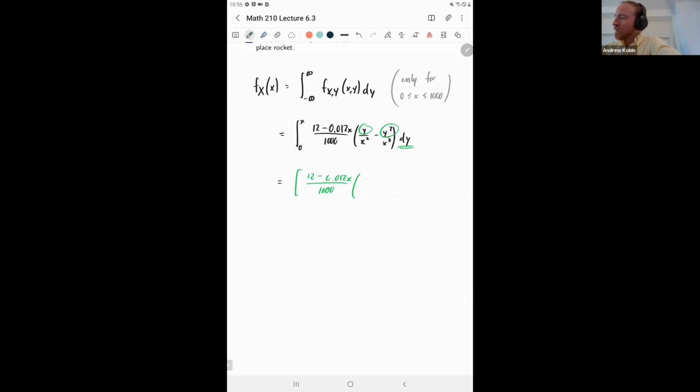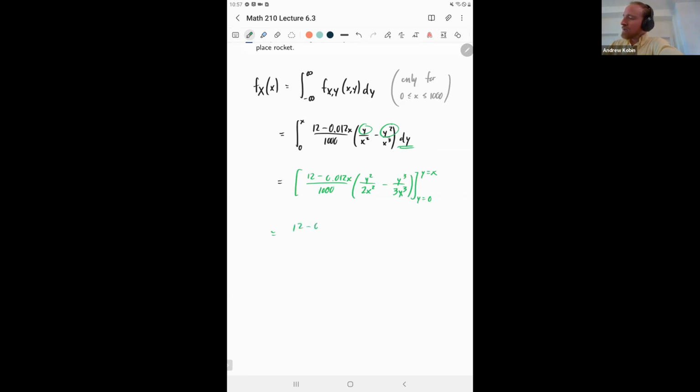y turns into 1/2 y squared. So I'm going to write y squared over 2x squared. And y squared becomes 1/3 y cubed. So I'll write it y cubed over 3x cubed. And finally, we're going to evaluate this from 0 up to x. This is going to dramatically simplify the expression. Let's take another step or two to do it.